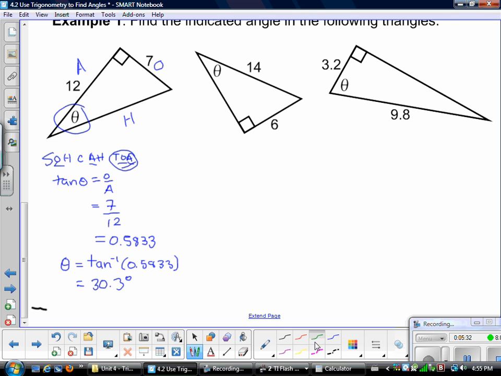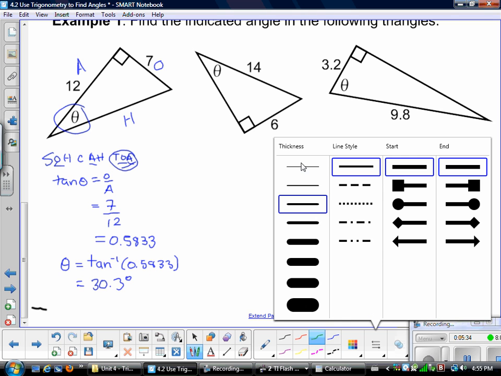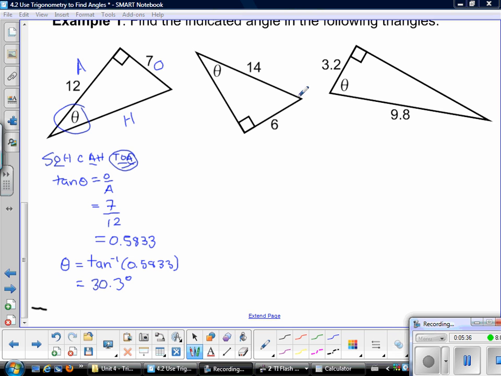I'm just going to switch colors just to make life a little bit more colorful, because it is. Okay, so here is my theta. Directly across from it is opposite. Across from the right angle is hypotenuse, so that makes this adjacent. Now again, I'm going to write SOHCAHTOA so that there is no mistaking what I am going to have for my answer.